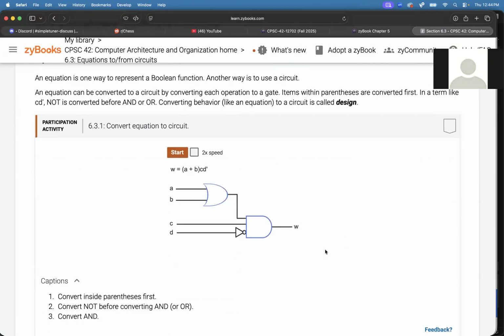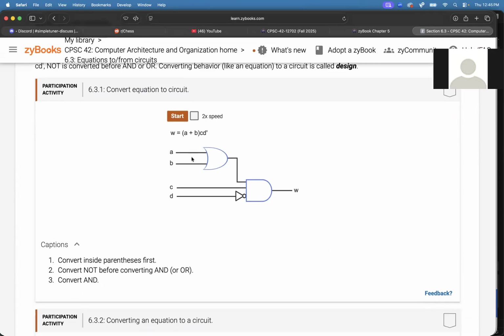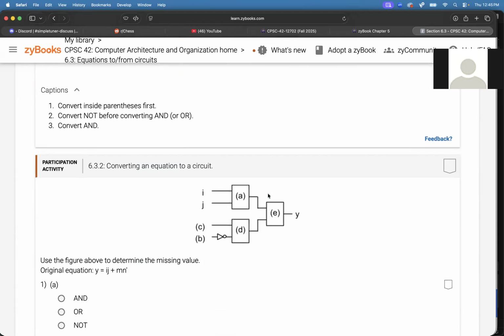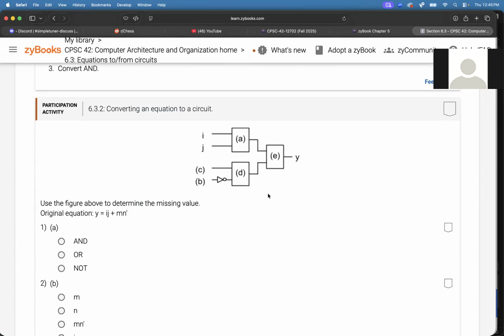So we already know this stuff, right? Equation to circuit. So like we see A or B, so A, B, or. We see C and not D. So there's C and then we have D going through a not. So that's not D getting in here. Yeah, there you go. So these are relatively straightforward, I think.